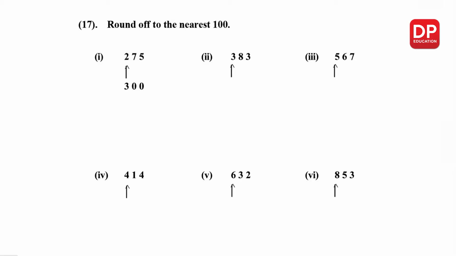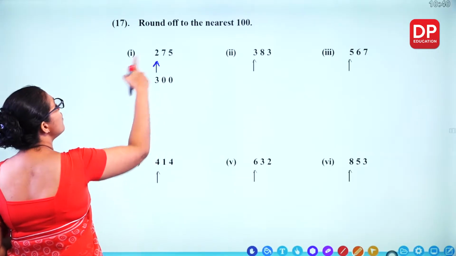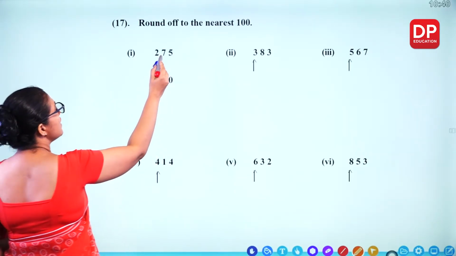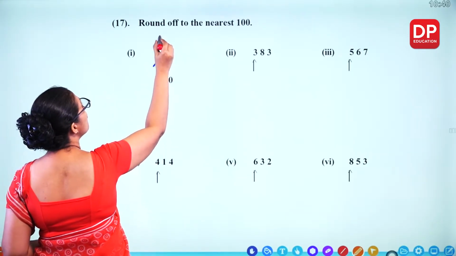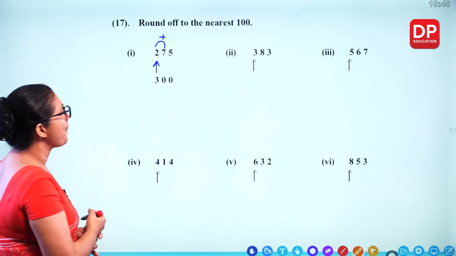Round off to the nearest 100. So what do we do? First, you take the arrow to the digit. Check the next number. Yes, 7 is more than 5, so you add 1. So the answer is 300.